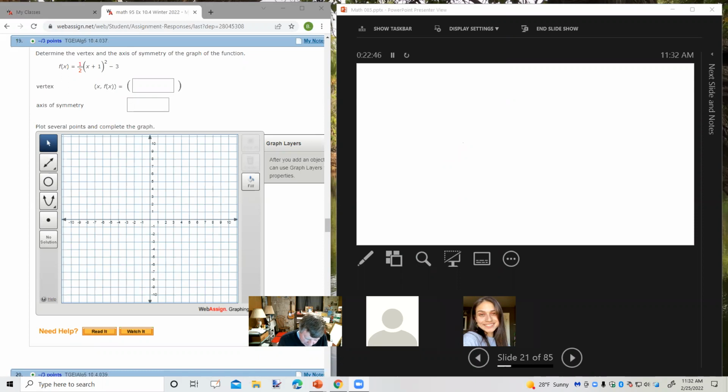We've got f of x equals 1/2 times the quantity x plus 1 squared minus 3. A equals 1/2, which means this opens upwards. And it's going to open wider than, like, if this is y equals x squared, it's going to open wider as opposed to narrower because a is between 0 and 1.